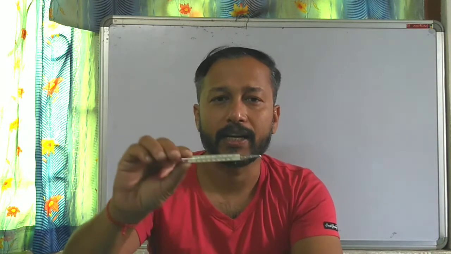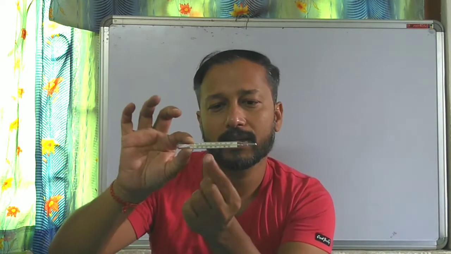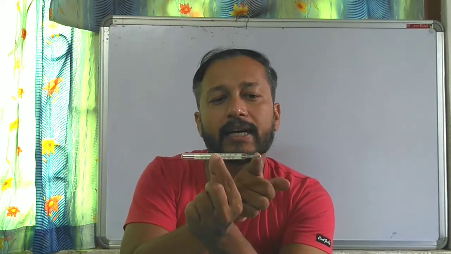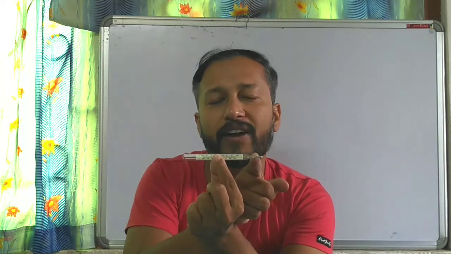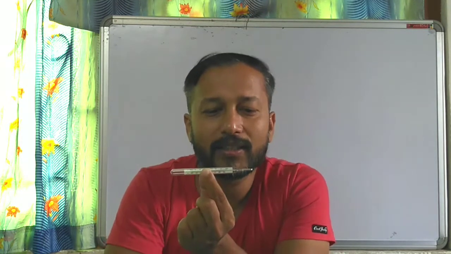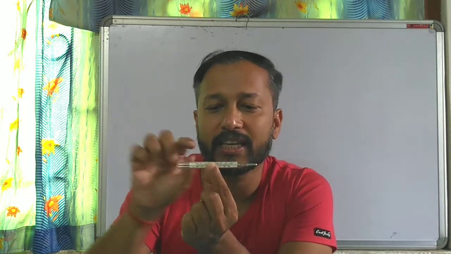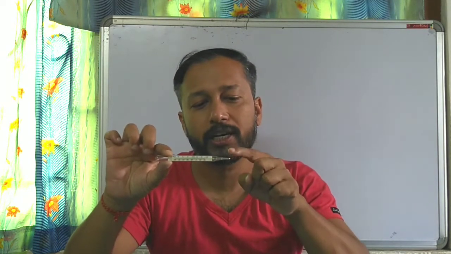I've got a thermometer for you here. See, this is a thermometer. If you can see this thermometer here, this portion is filled with mercury. Okay, understood what I said? This portion, this silver portion which you can see, is filled with mercury.